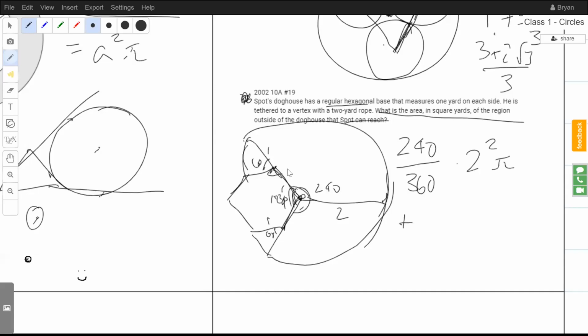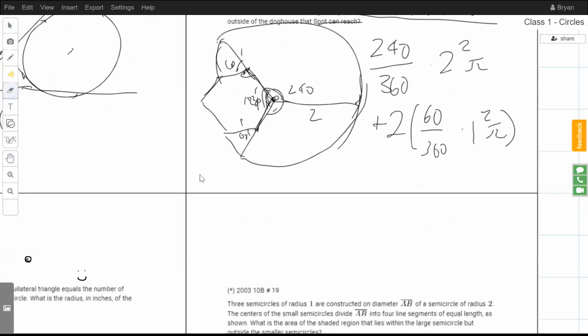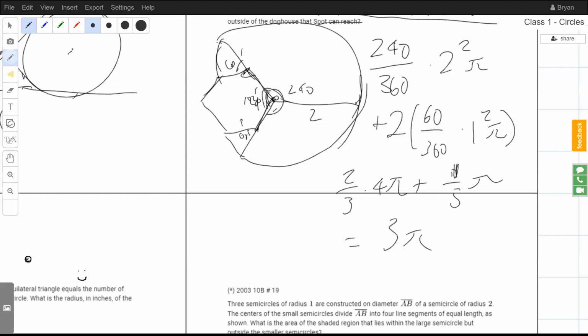And then we add these 2 sectors, which are each 60 degrees, and the area of their circle is just 1 squared pi, right? And then if we expand this, what we'll get is that the area is 2/3 times 4 pi plus 1/3 pi, as 2 times 1/6 is 1/3. And then this is just going to be equal to 3 pi. And that is their answer. So if any of you got that, congratulations.